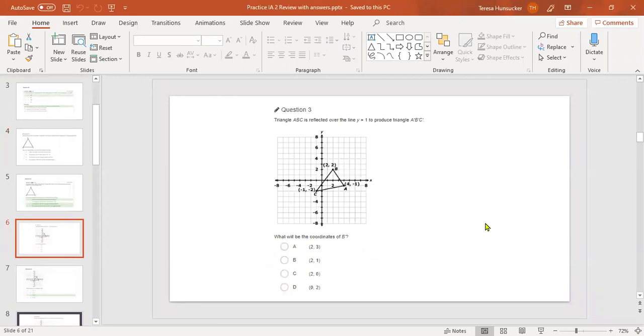Question 3, triangle ABC is reflected over the line y equals 1. That is a line whose every point on that line has a y value of 1. So think about that. Plot a bunch of points that have the same y value of 1. The line would look like this. Okay, so that's the line y equals 1.